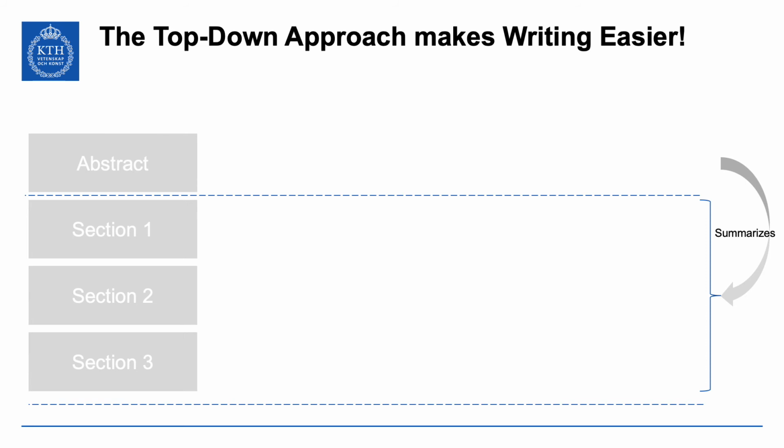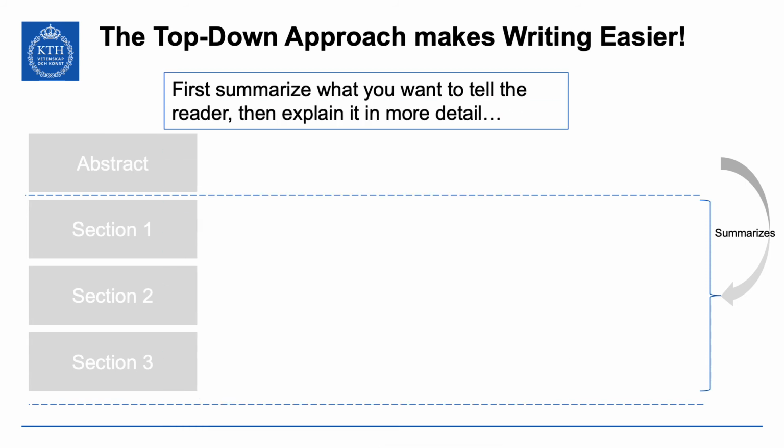So imagine you're writing a paper. What you have to do is just first summarize what you want to tell the reader and then explain it in more detail. So imagine you're working on section 2. You start with the first paragraph of section 2, and that should summarize all of section 2. What is section 2 really about? What are you going to tell the reader? The first paragraph summarizes that.